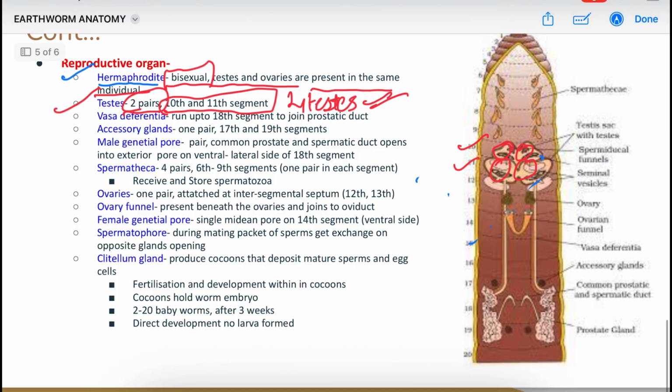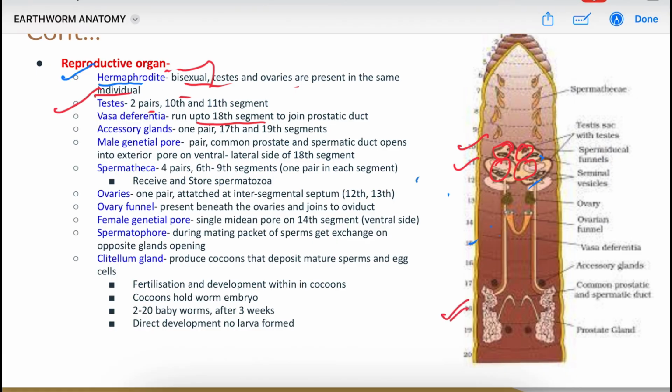Okay, next is vasa differentia. It runs up to the 18th segment, where it joins the prostatic duct. This is the prostate gland, and it joins the prostatic duct through this.